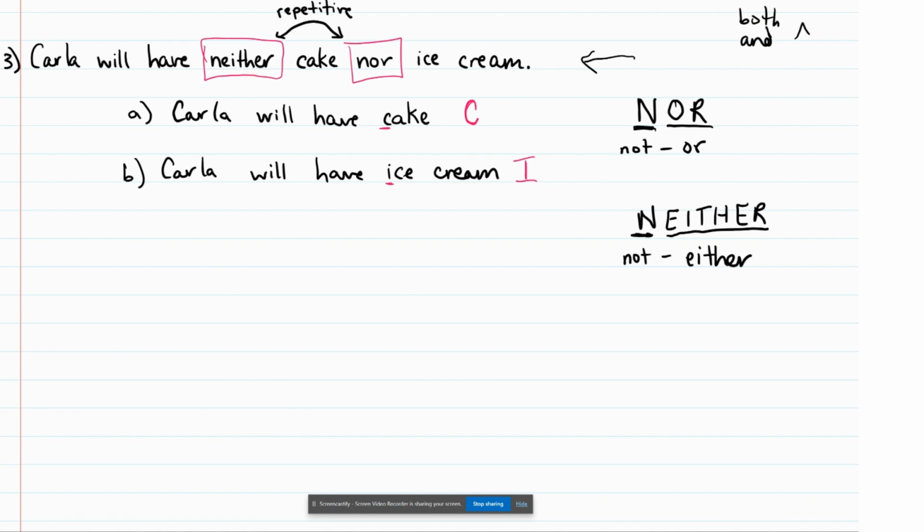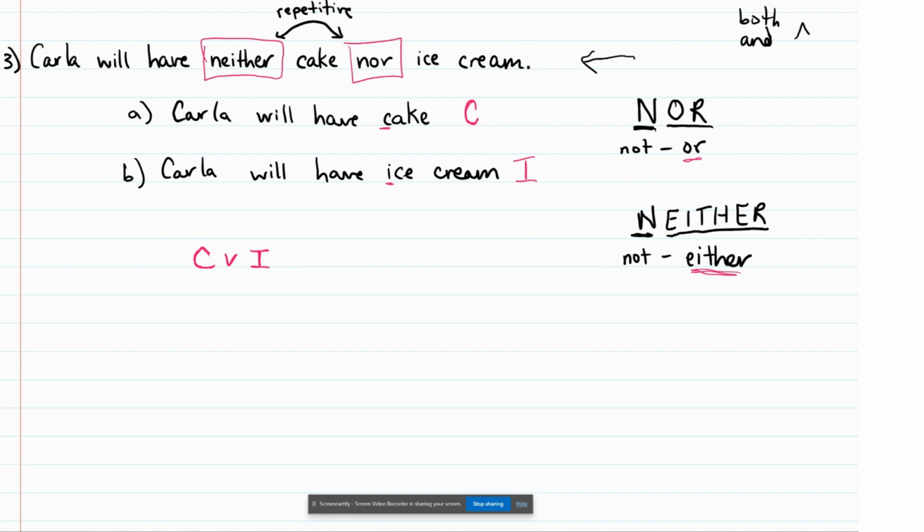So now we know that we have Carla will have cake on one side, and we have Carla will have ice cream on the other. And we know, because we just hammered it into our heads, that we're going to have a disjunction between these things because we have or and either. Right? So we know that there seems to be a disjunction between Carla will have cake and Carla will have ice cream. So we have Carla will have cake or Carla will have ice cream.